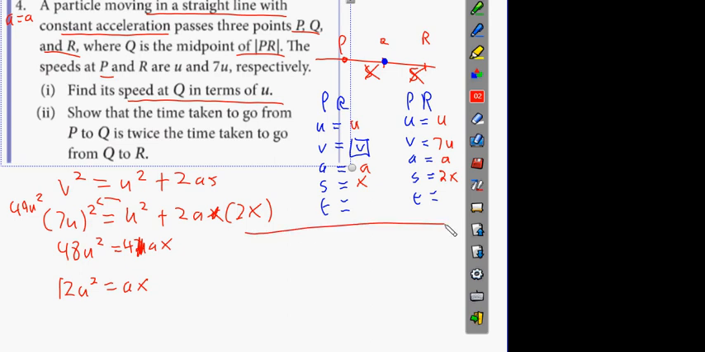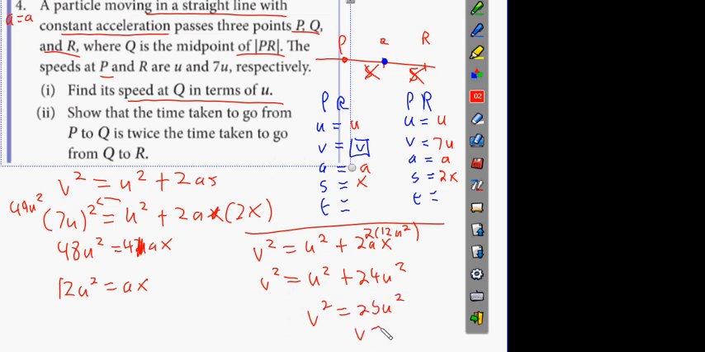Now we're going to go to the second set of information. Once again, we're going to have our phi squared, which is our goal of our question, equals u squared plus, this time it's 2ax, and we know that ax equals 12u squared. So phi squared is going to be equal to u squared plus 24u squared, because it's 2 times 12u squared. Phi squared equals 25u squared. Phi therefore equals 5u. So 5u for that. Are you happy enough with that?